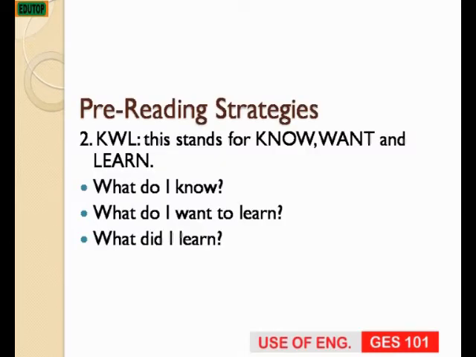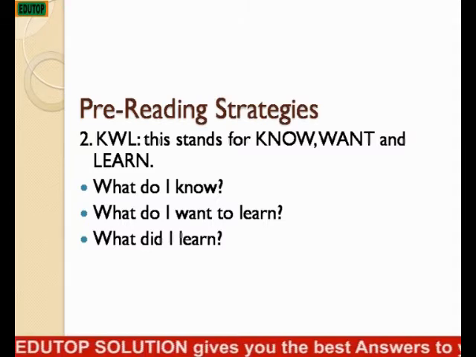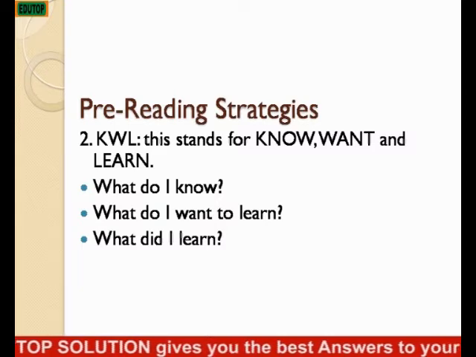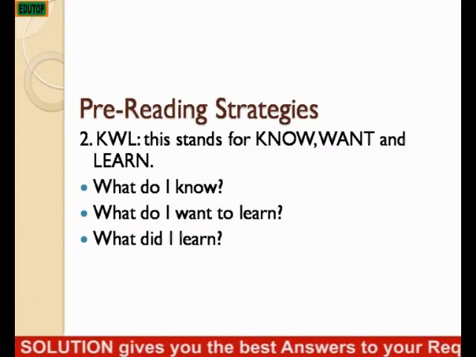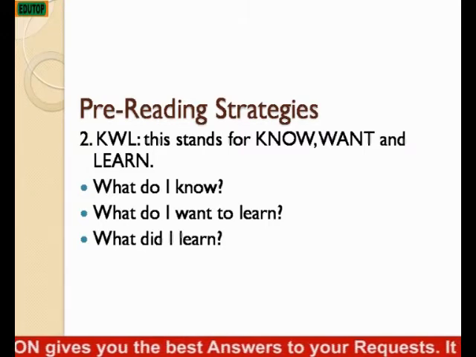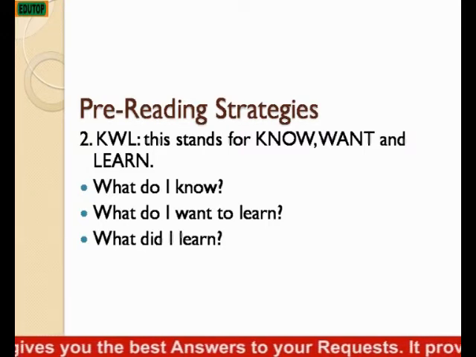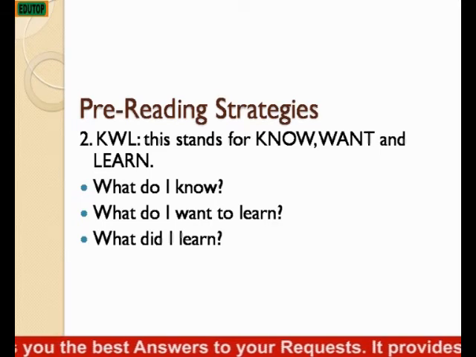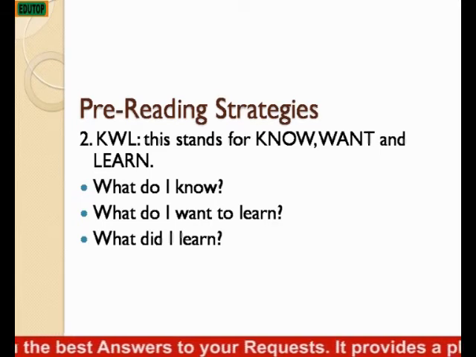Pre-reading strategies. When you want to start reading, there are some other things you should know. There is an acronym here which is KWL, and it stands for Know, Want, and Learn. And there are questions around those words. We have the first one, what do I know? The second, what do I want to learn? And the third, what did I learn?